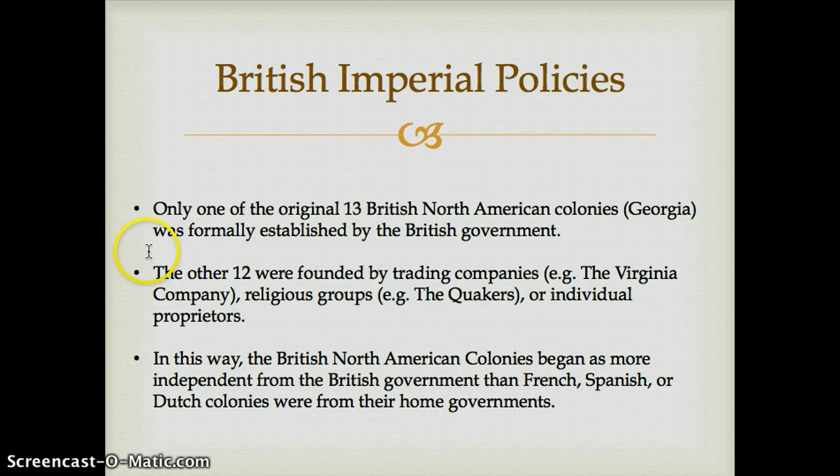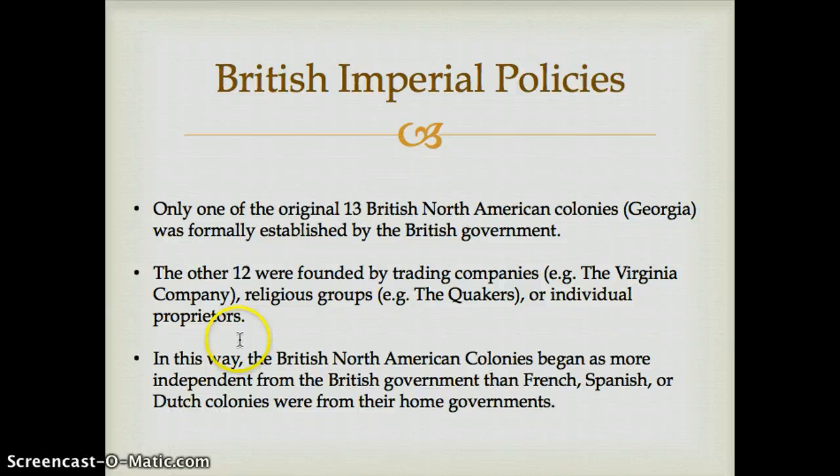So all but one of the British North American colonies were not actually founded by the British government. The only one of the original 13 that was actually founded by the British government was Georgia. The other 12 were founded by trading companies such as the Virginia Company, or religious groups such as the Quakers, who founded Pennsylvania, or by individual proprietors, which we talked about as being the owner of a colony.